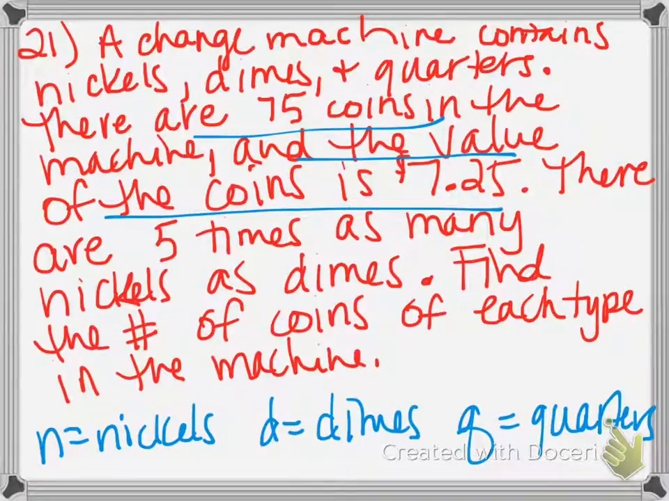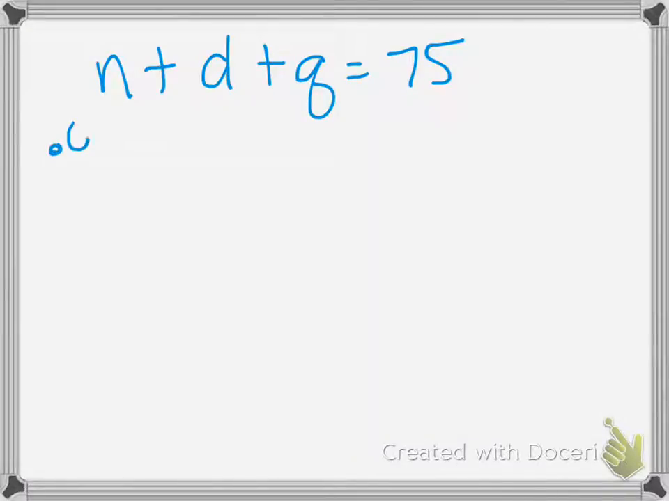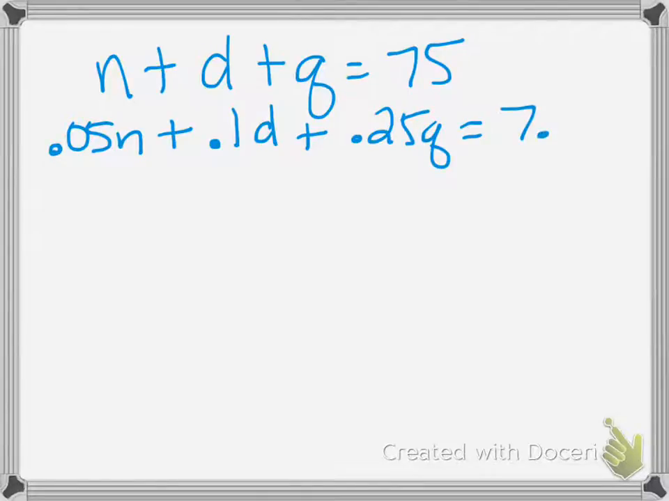We know that the value of the coins is $7.25. So really the background information that you need to know is how much a nickel's worth, how much a dime's worth, and how much a quarter's worth. So a nickel's worth 5 cents. So I'm going to write 5 cents times the number of nickels plus 10 cents times the number of dimes plus 25 cents times the number of quarters is going to give you the $7.25. Now, I will have some people ask, well, can I write that as 5N plus 10D plus 25Q equals 725? That's fine if you want to write it that way. Either way is okay because it does not change the value of the equation at all.